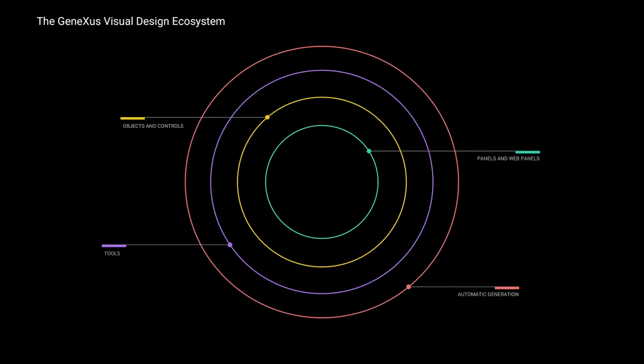In the next level, you have objects and controls, which allow you to create layouts and controls and all interaction elements in those panels. In the third level, you have tools, which allow you to generate those panels. And in the fourth level, you have what GeneXus automatically generates. So it's automatically generated code.